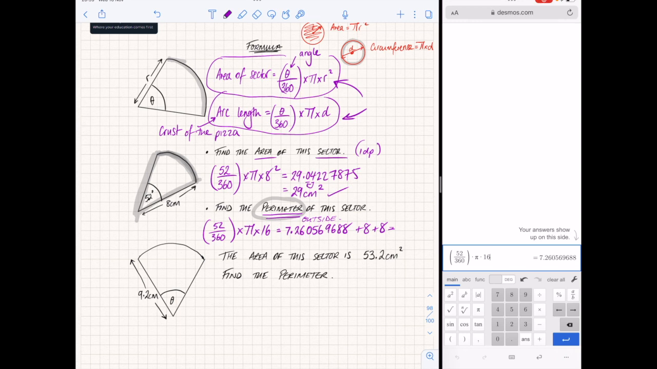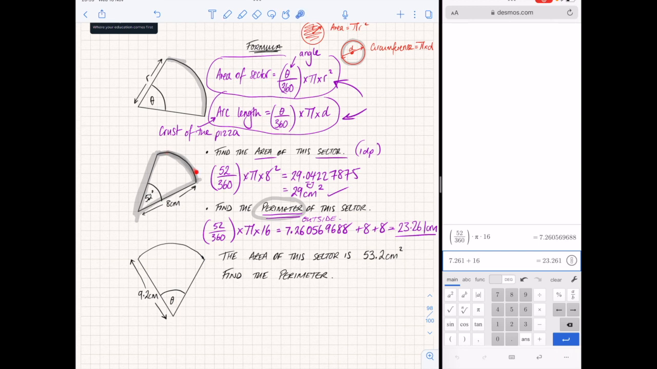So then I've got 7.26, I'm going to call it 7.261, and then plus the 16, which is 8 plus 8, and then end up with 23.261. So 23.261, and that would be centimeters, no squared, nothing like that, because this is purely perimeter, and we don't need units that are squared. Okay, so that's how you would use those two formulas.